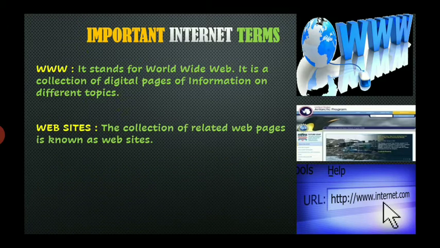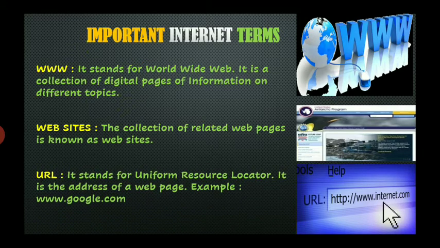Websites. The collection of related web pages is known as websites. Now you will see, suppose you are working on, say, a physics chapter. So that particular chapter, say light. So when you are working on that particular chapter, when you click on some links, it will take you to another web page or website. That is exactly known as websites. That is, when you click on the related page, it will link you to another web page, which is called a website. So the collection of related web pages is known as websites.